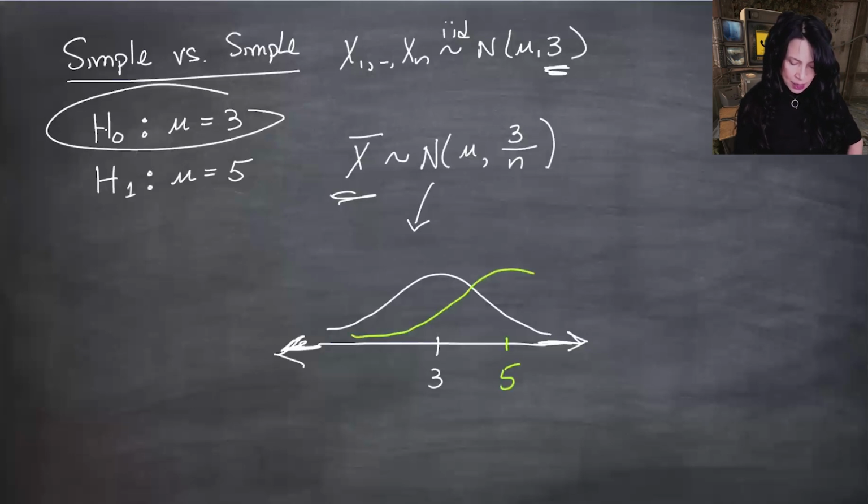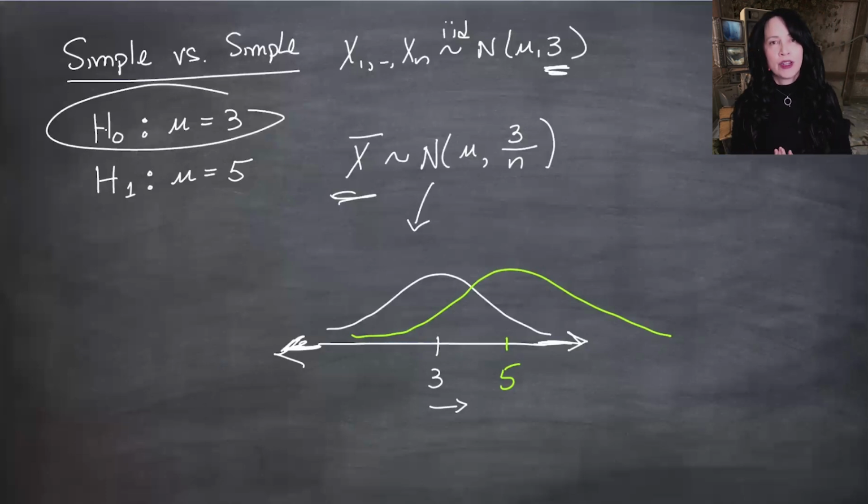Like, does x bar come from the white distribution or the green distribution? They both have an entire support set in common, but the idea is going to be if our sample mean is greater than 3 significantly, so high enough, there's going to be some kind of cutoff point above 3 where we're going to make a decision and say, I don't think the mean was 3 anymore. I think it was 5. So that's what we're going to do today, and there will be mistakes.